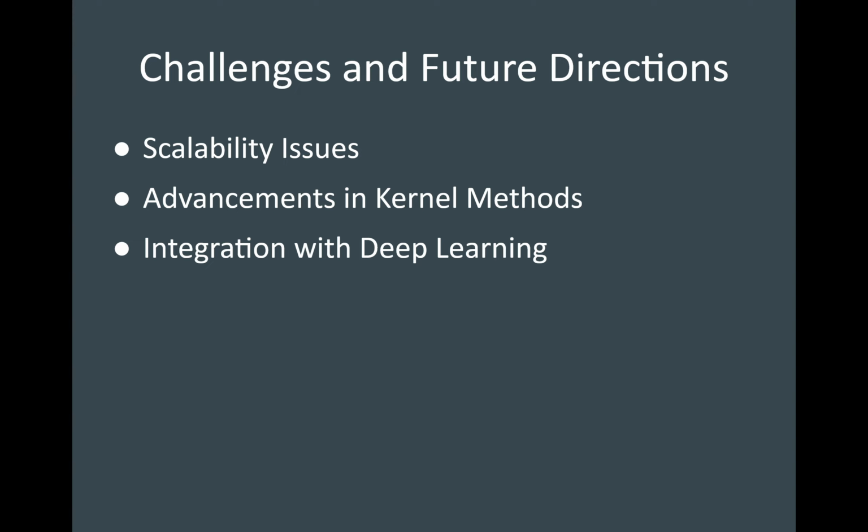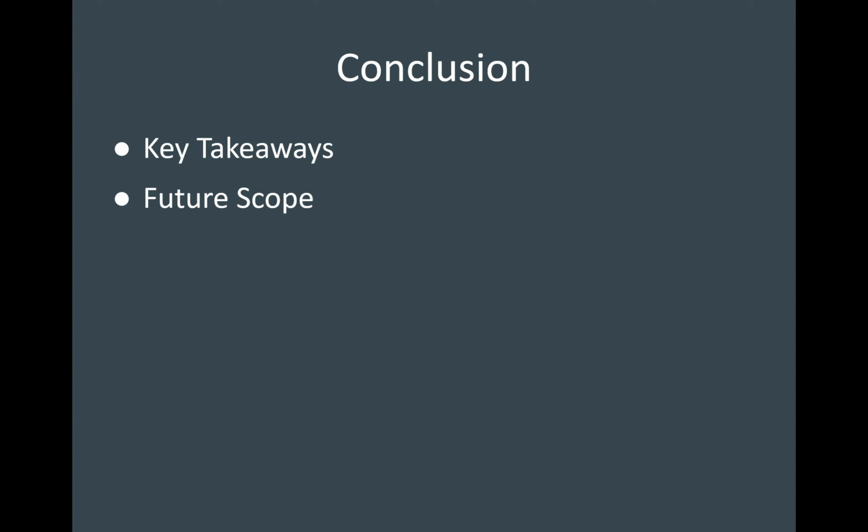And in conclusion, support vector machines are cornerstones of machine learning and AI, and their ability to solve complex classification and regression tasks with high accuracy makes them indispensable in various domains. Despite challenges like scalability, advancements in algorithms and hybrid approaches continue to enhance their application.